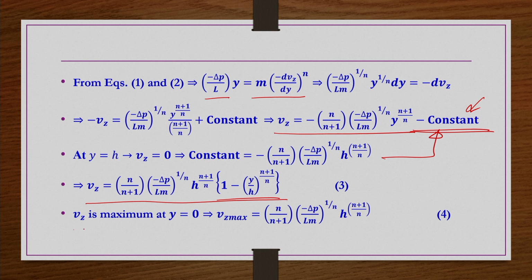If you wanted to know the maximum velocity, in this expression if you substitute y is equal to 0, you get the maximum velocity, because at the center line, that is at y is equal to 0, velocity is maximum. So, vz max is equal to n by n plus 1 into minus delta p by L m whole power 1 by n, h power n plus 1 by n, fine. So, now we got the velocity profile as well as the maximum velocity.